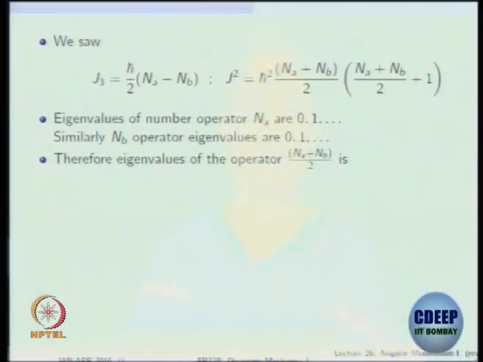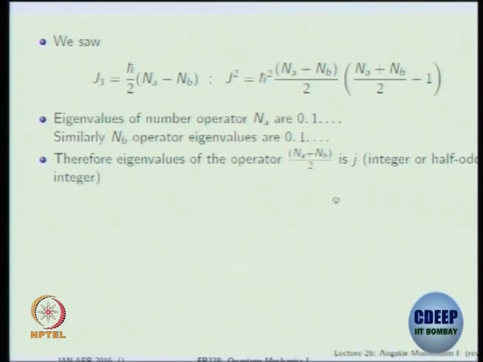So the eigenvalues of the operator J, Na plus Nb by 2. Suppose you take half the sum of the number operators, what will be the eigenvalues looking like? Half integers, right? It could be integers or half odd integers. So let's call that J to make contact with angular momentum. J, you know that it could be integer, including 0, and half odd integers. Very beautiful.